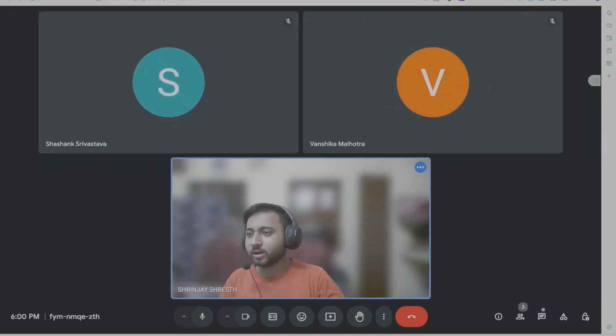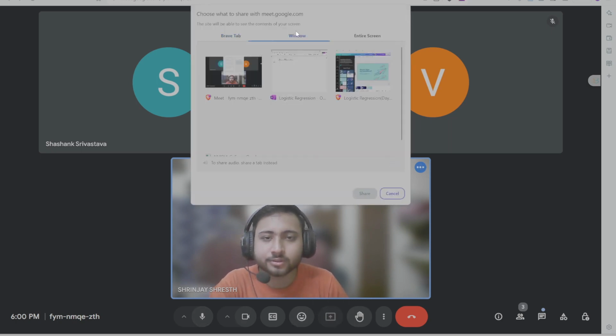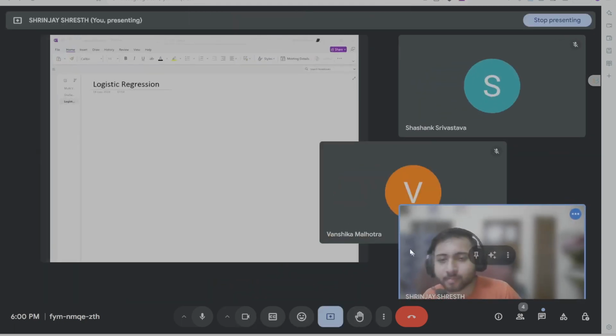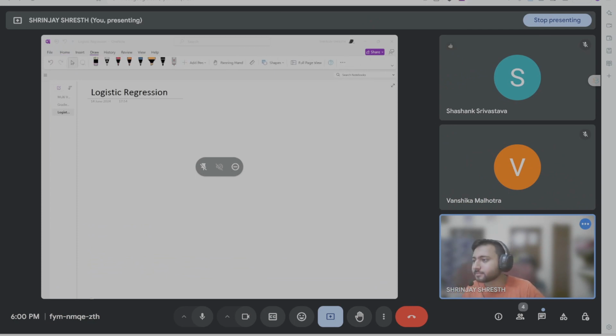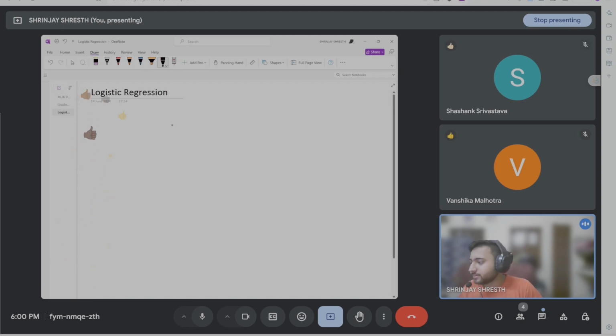So let me head back to my OneNote. Just tell me if it is visible or not. Visible है? Perfect.